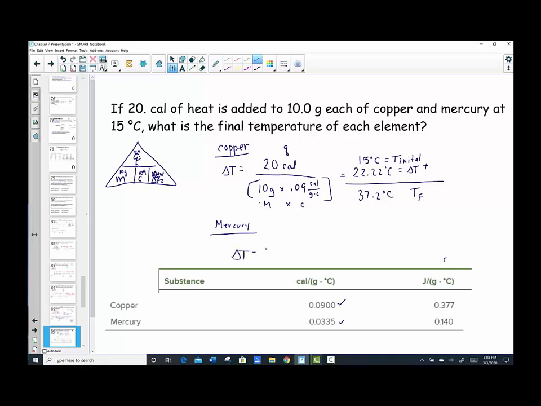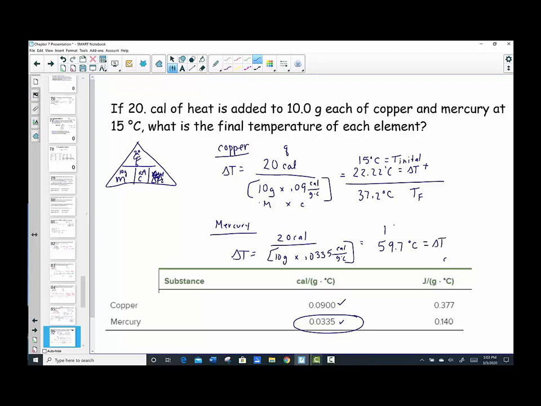Its delta T would use the same 20 calories, the 10 grams that you had, but now remember mercury has a different specific heat, so 0.0335 calorie per gram degree Celsius. Remember that in a parenthesis down there. Remember, we want to solve for temperature, so you see your formula, Q over M times C. 20 calories divided by, parenthesis, 10 times 0.0335. And this time the delta T came out to 59.7 degrees.